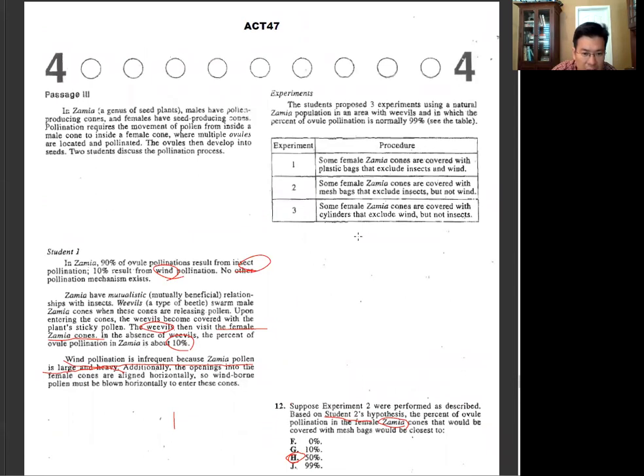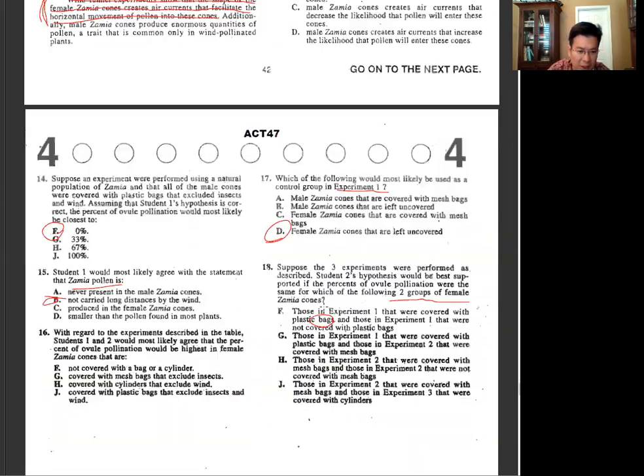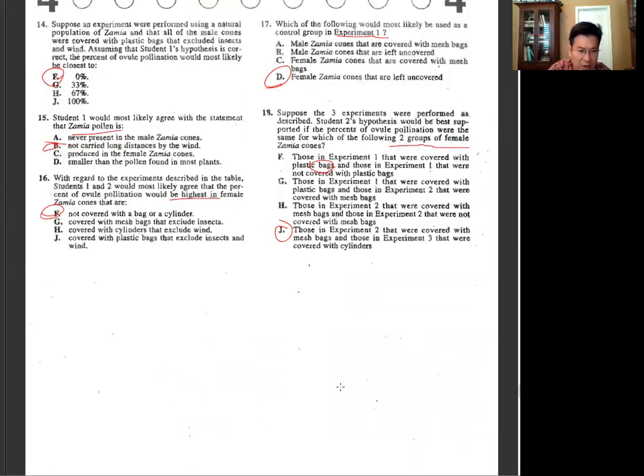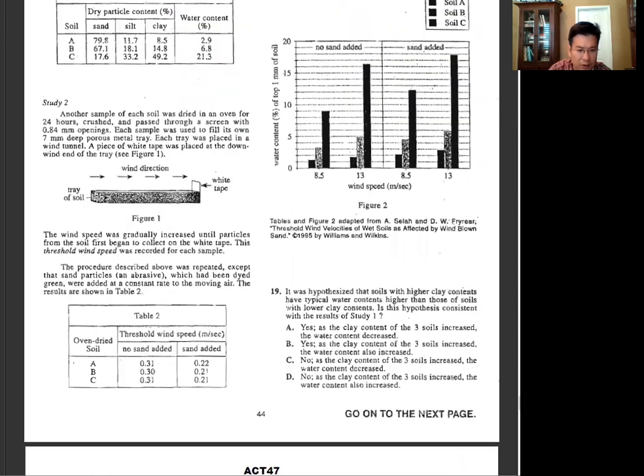Covered with cylinder, exclude wind but not insect. No wind for the mesh bag that excludes insect. So this is the same situation, I guess, because it's a 50% chance, like either you cover wind or cover insect. So because of that, J is the answer for this one. And move on to the next one, 19.